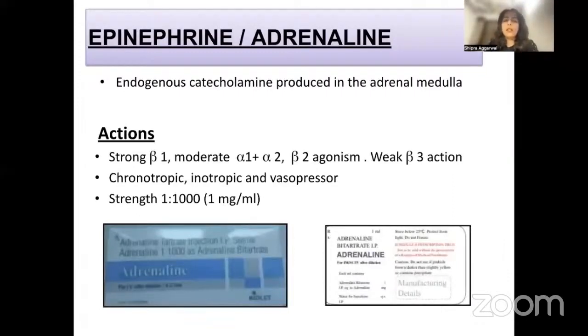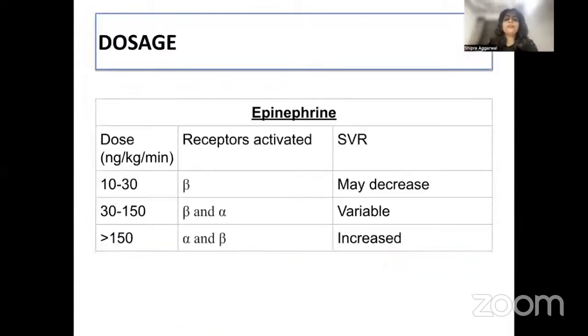Then epinephrine or adrenaline. It is an endogenous catecholamine which is produced in adrenal medulla. It has a strong beta 1 action, a moderate alpha 1 and alpha 2 action with beta 2 weak action. So it's basically a chronotropic, inotropic and a vasopressor agent. It is available in the strength of 1:1000, which is 1 milligram per ml. It is a 1 ml ampule and has a strength of 1 milligram of adrenaline bitartrate.